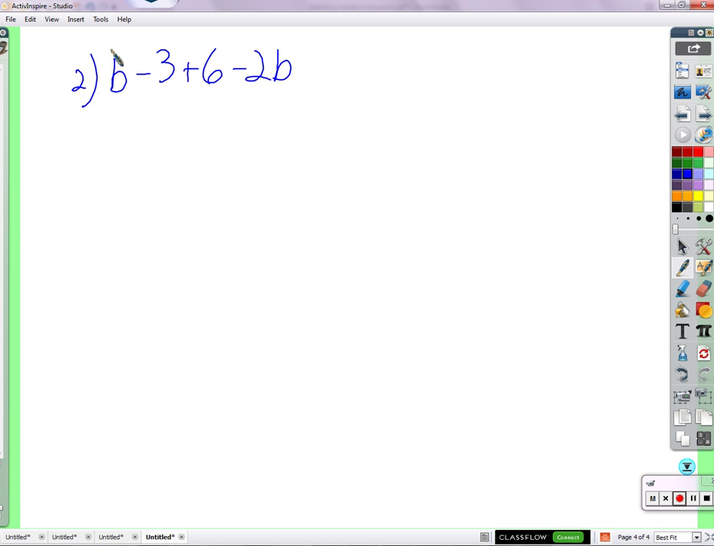We got b, 1b, minus 2b. Is how many b's? -1b. Or -b, you don't have to put a 1 there. Then we have the number -3 + 6. 3. Is 3. Yeah. So there's 2 mistakes I see here. I'll show you the first one next.